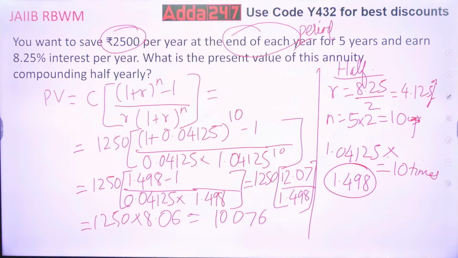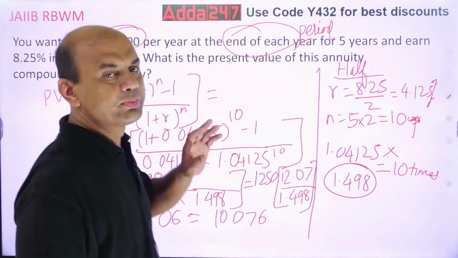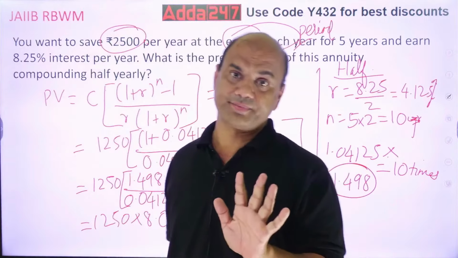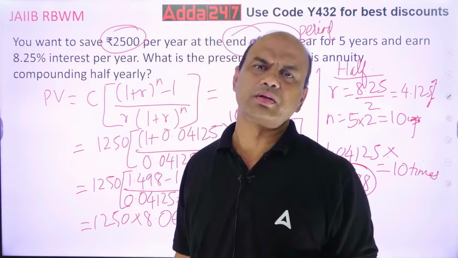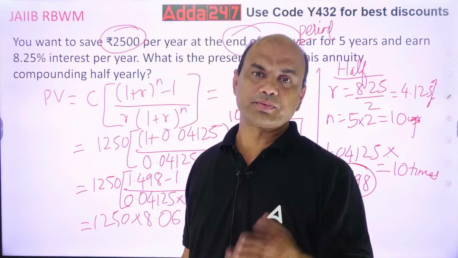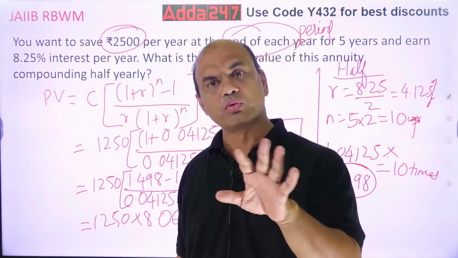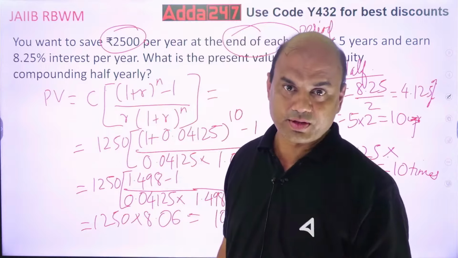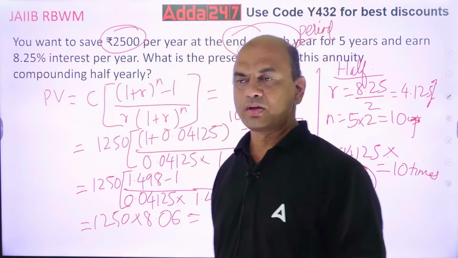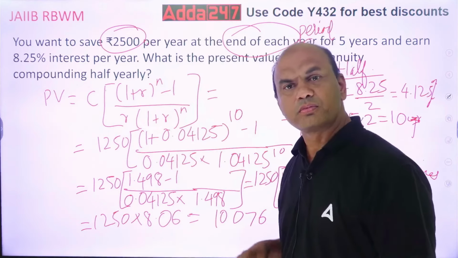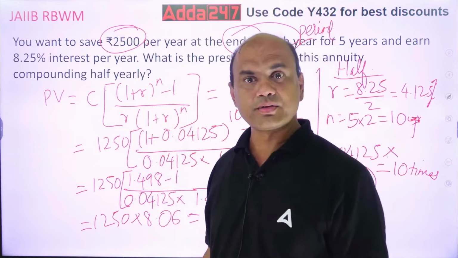Now, some of you might think, sir, give me a simple logic. What is the logic? That I'm investing 2,500 per year for 5 years. So that figure becomes 2,500 into 5, so 12,500. Minimum I must get that. What am I getting? 10,000. How come? My value should be higher.